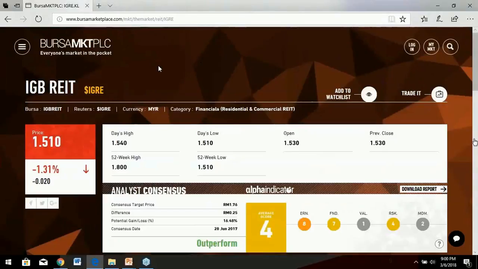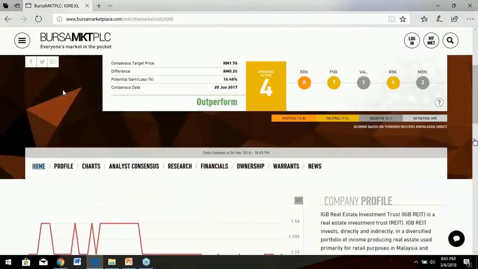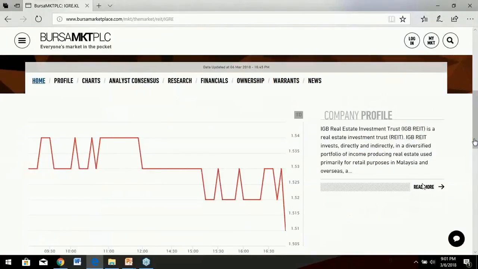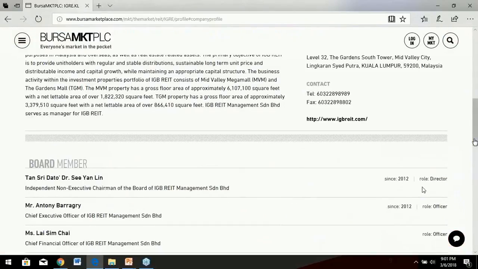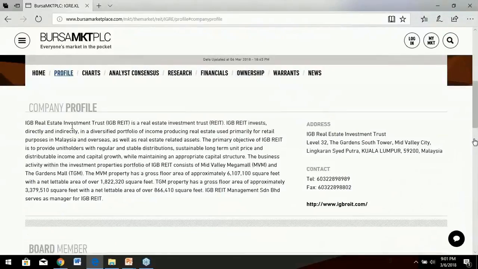Okay, so I'm just going to go to my screen. Can everyone see this particular page, the IGB REIT page? Alright, so I'm going to just continue from here. This is IGB REIT. I'm going to just go straight down. This is the company profile. Click on read more, because you need to know how the company actually derives its income, how the company makes its money. Very important. Here, Bursa Marketplace has already kindly put in the details for you, so I'm going to just read through.